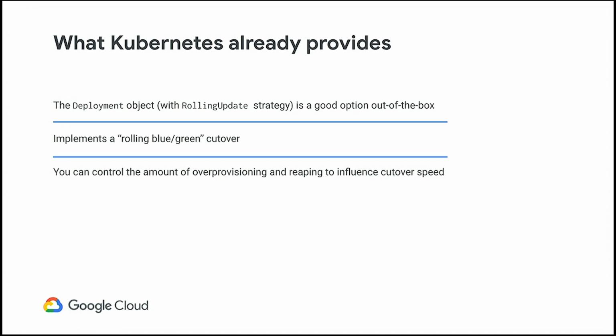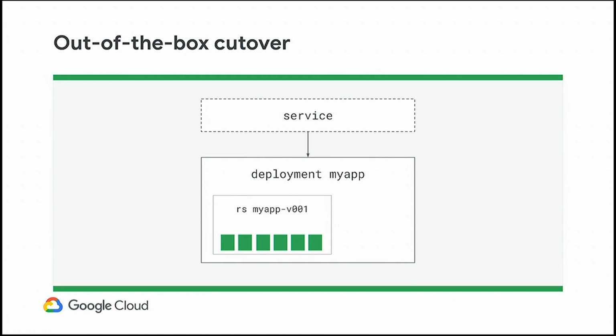And there are also some useful controls that you have to handle how much over-provisioning of new resources you want and how quickly you want the old resources to die away. Specifically, there's two parameters, max surge and max unavailable, that you can use to tune this. So there's already some pretty nice options. What you get is a picture that looks a bit like this.